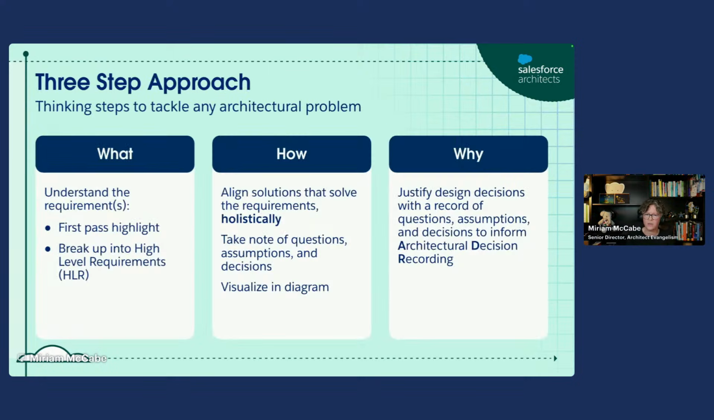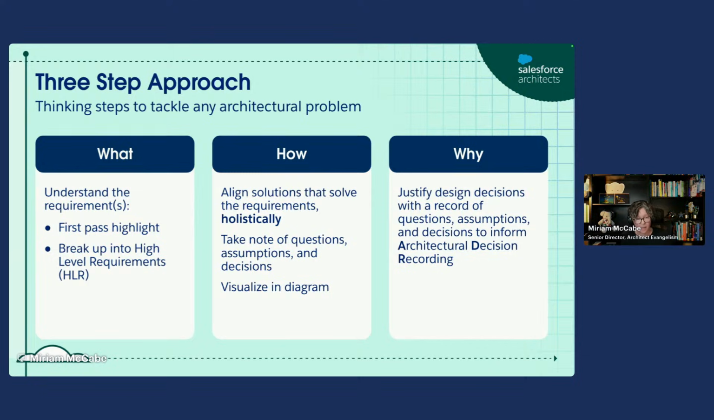So let's start with the 3-step approach. These are the thinking steps that I use to tackle any architectural problem. The first step is the what. It's arguably the most important step, because this is about making sure that I understand the requirement. As part of the what step in this episode, I'm going to take a business requirement, highlight keywords from it, and then use those highlighted words to formulate that business requirement into high-level requirements.